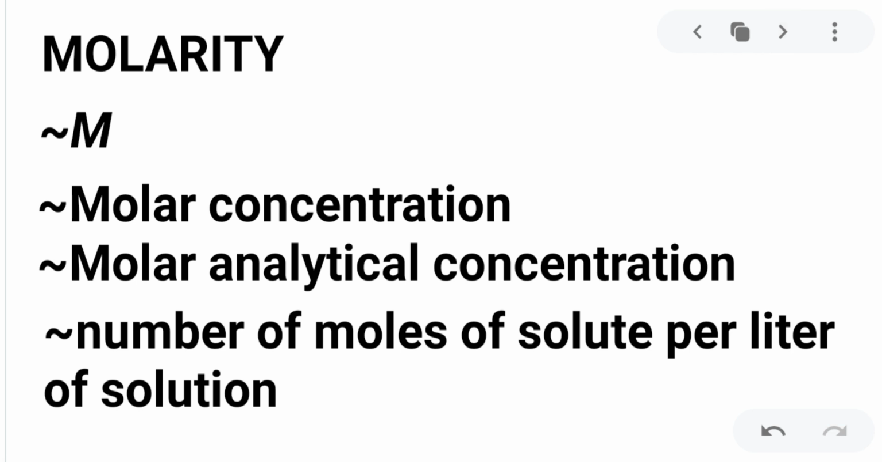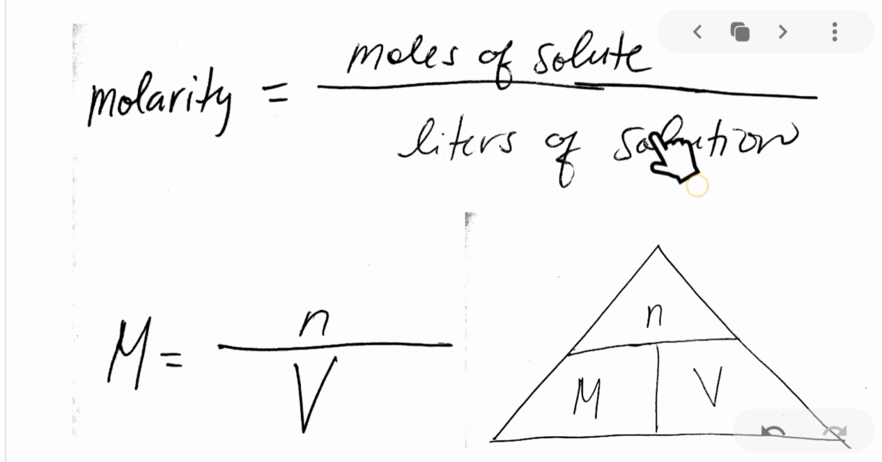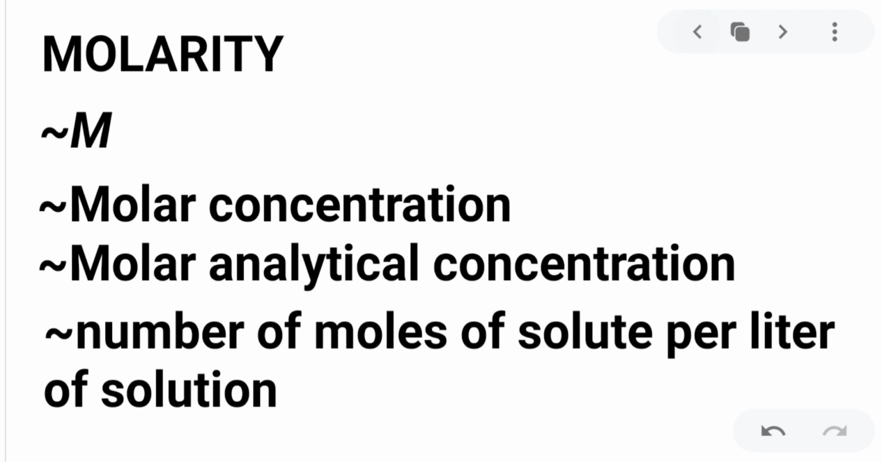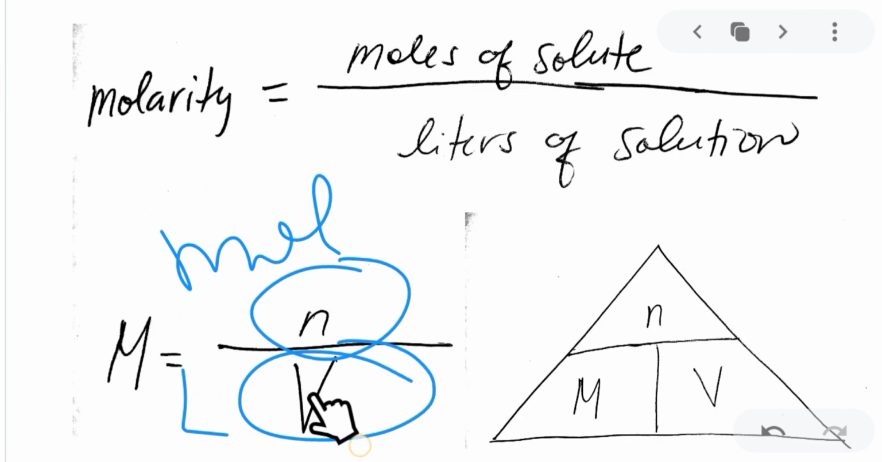Okay? So, first, let's define molarity. It is represented as an italicized M. Another term for this is molar concentration, or molar analytical concentration in higher chemistry. We can define this as the number of moles of solute per liter of solution. This is the relationship: molarity is equivalent to moles of solute over liters of solution, or algebraically, M equals n over V, wherein n represents the moles, and V is always in liters, since the definition says per liter of solution. So the volume is always in liters when getting the molarity.